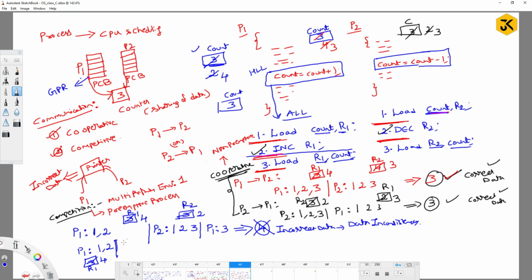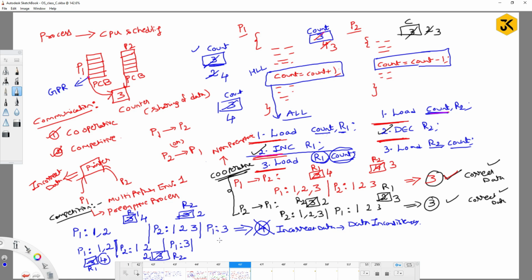It is preempted. Now given chance to P2, it is executing statement number 1 and statement number 2, which means again locally created with the R2, which contains what value? 3, and decremented by 1, which will be 2. Now assume it is preempted. When it is preempted and again given the chance to, suppose for example P1, statement number 3 is going to be executed. What is statement number 3? Loading R1 into count. What is the R1 value? 4. 4 will be updated to here.